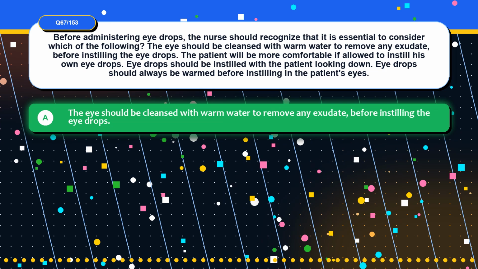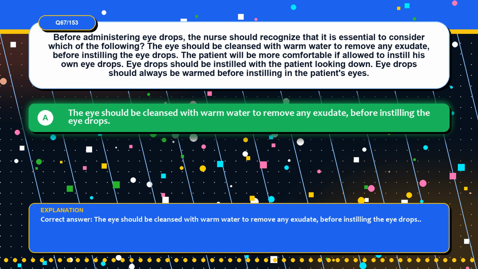The correct answer is option A. The eye should be cleansed with warm water to remove any exudate before instilling the eye drops.